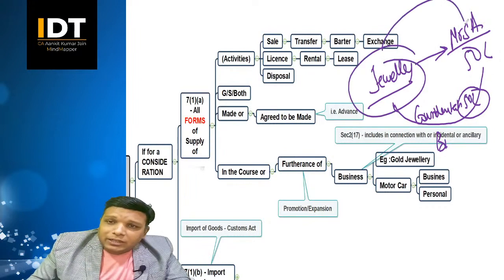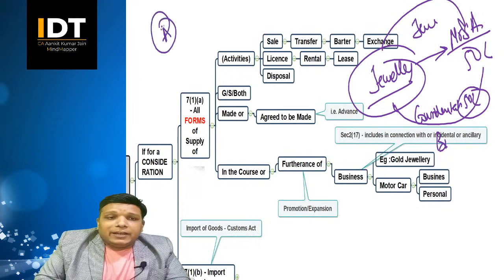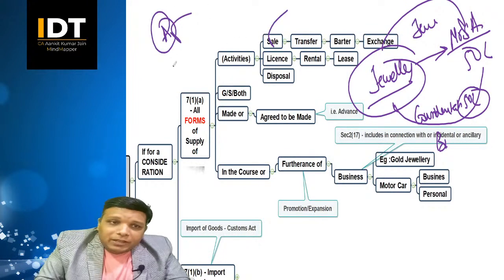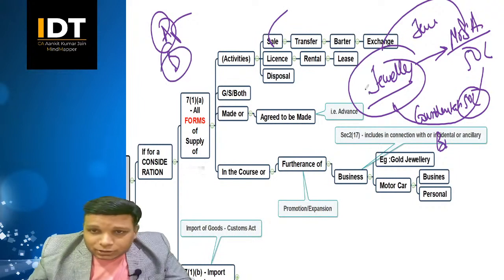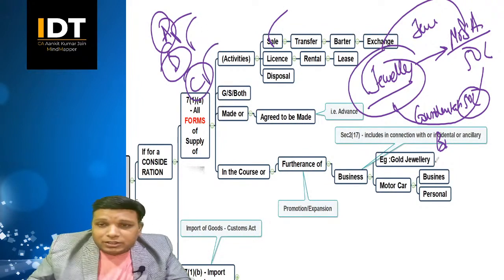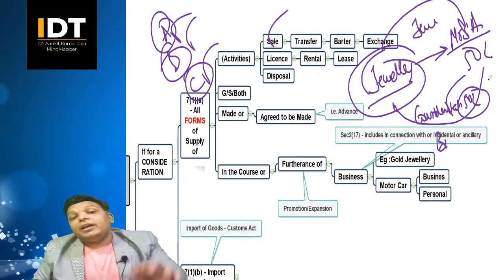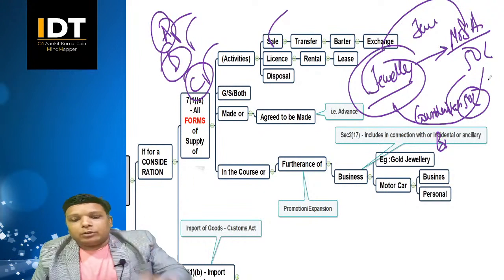There's a jeweler who is selling this gold jewelry. So let us do the ABC analysis. A, is an activity happening? Yes, sale is happening. Whether it is for business? Yes, it is the jewelry business of the jeweler. Yes, the business condition is fulfilled. Whether it is for consideration? Yes, consideration is also fulfilled. So all these three ABC conditions are fulfilled, and because of which it will fall into the scope of supply.